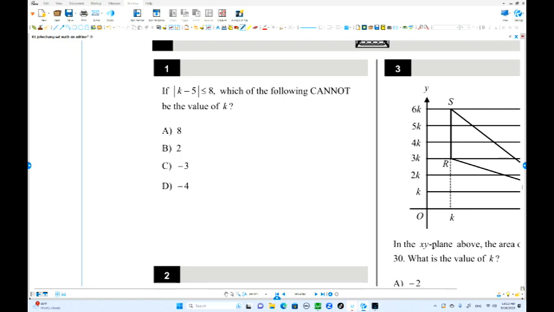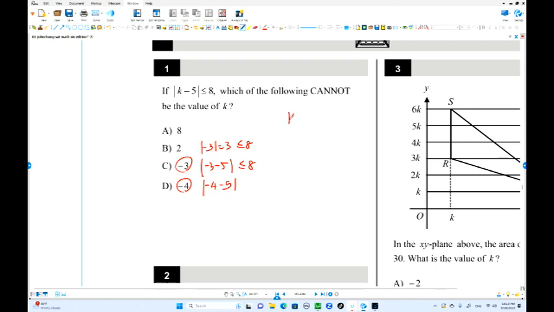Okay, number 1, absolute value of k minus 5 is less than or equal to 8. In this case, you can put this number into the equation, right? 8 minus 5, yeah, less than 8. 2 minus 5 is negative 3, absolute value is 3, right? That is less than 8. That is true. Negative 3 minus 5 is negative 8, absolute value is 8. Yeah, that is equal, but this is not working, right? Negative 4 minus 5 is negative 9, absolute value is 9, which is not less than 8.